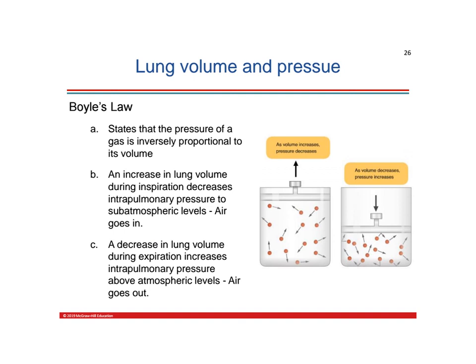In order to understand inspiration and expiration, we need to understand how lung volume affects the pressure within the lungs, the intrapulmonary pressure. And one way to do this is using Boyle's law. Boyle's law states that the pressure of a gas is inversely proportional to its volume. This means an increase in lung volume during inspiration decreases the intrapulmonary pressure to subatmospheric levels. This causes air to go in. A decrease in lung volume during expiration increases the intrapulmonary pressure above atmospheric levels, and air goes out.